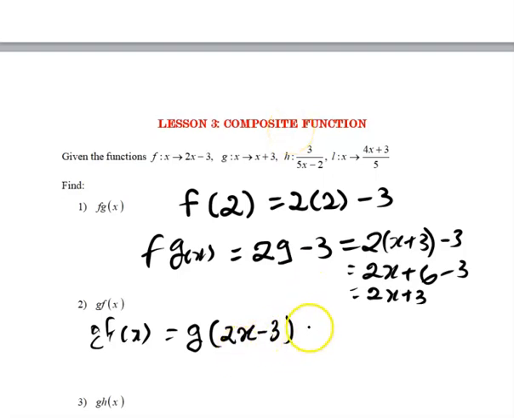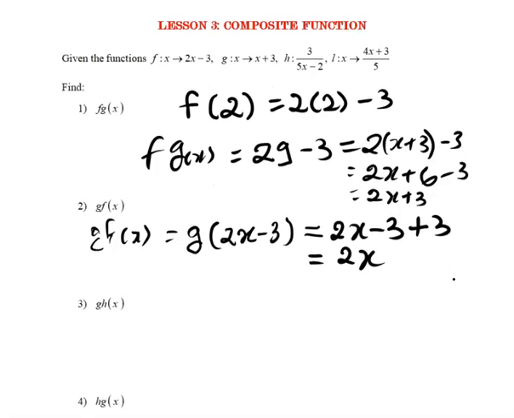So this is my input. The output says that input is x, okay, plus 3. So I have 2x minus 3. I'll replace x by 2x minus 3 plus the 3 that is already there. It gives me 2x because negative 3 plus 3 is 0. Are we together? g h of x.